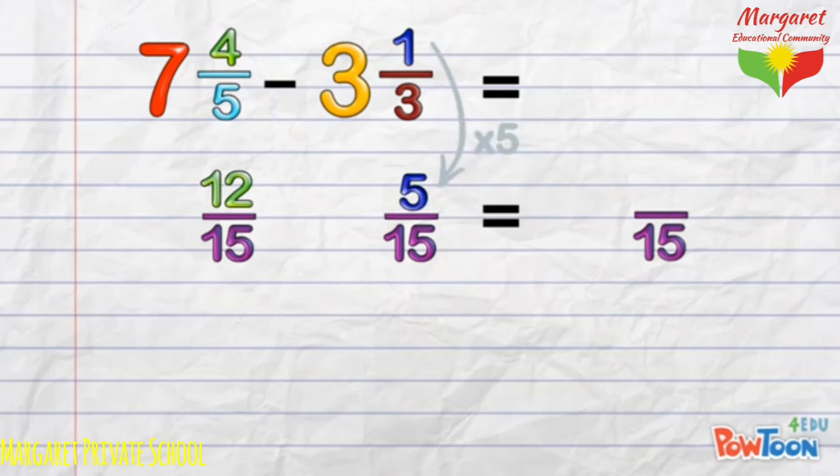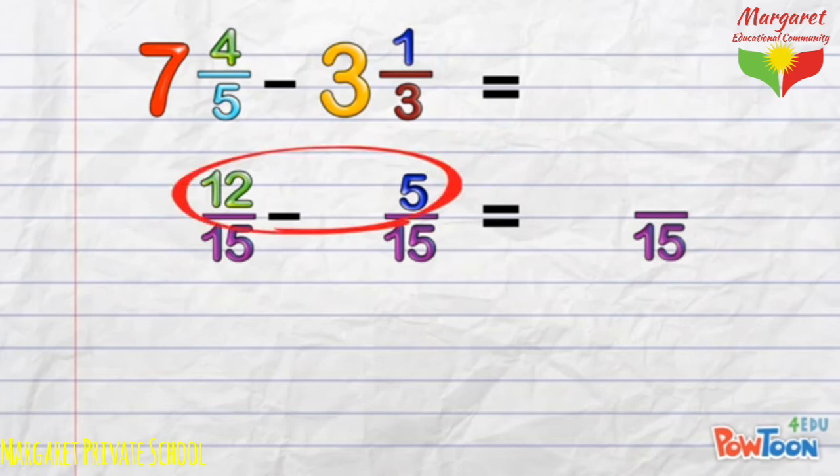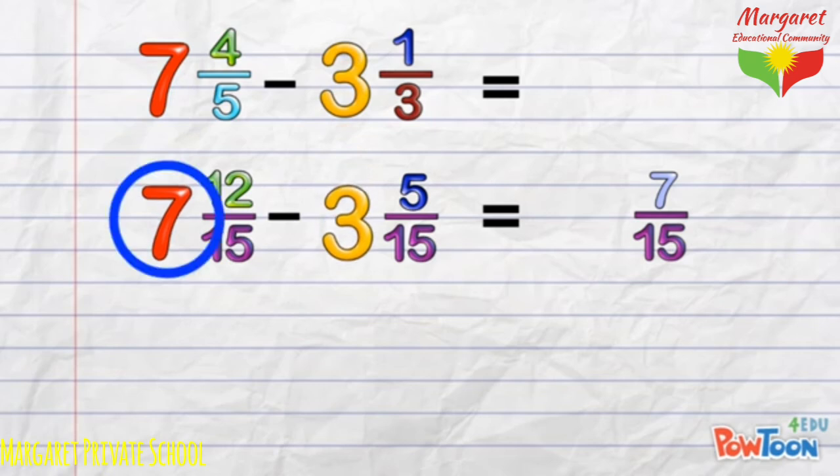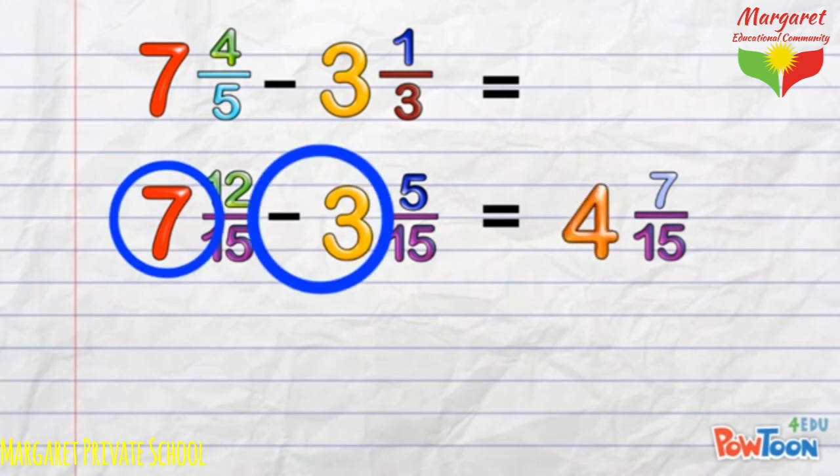Now we just subtract the numerator. 12 minus 5 is 7. Next, we do the whole numbers. 7 minus 3 is 4. Our final answer is 4 7/15.